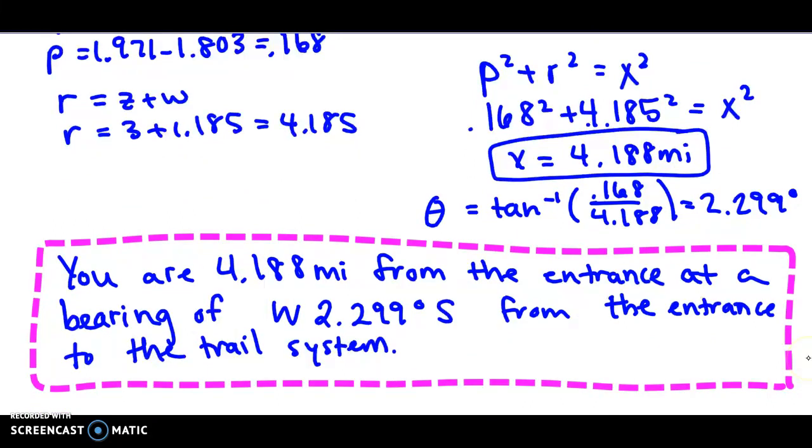So for my final answer, I said you are 4.188 miles from the entrance at a bearing of west, 2.299 degrees south from the entrance to the trail system. Maybe go over the work one more time if that didn't make sense to you. Thank you guys for listening.